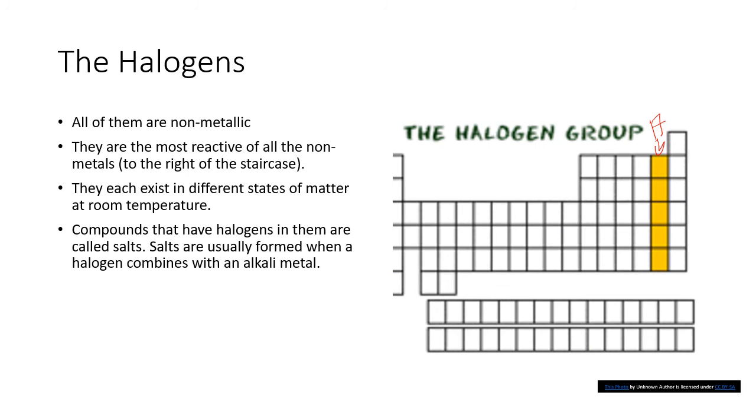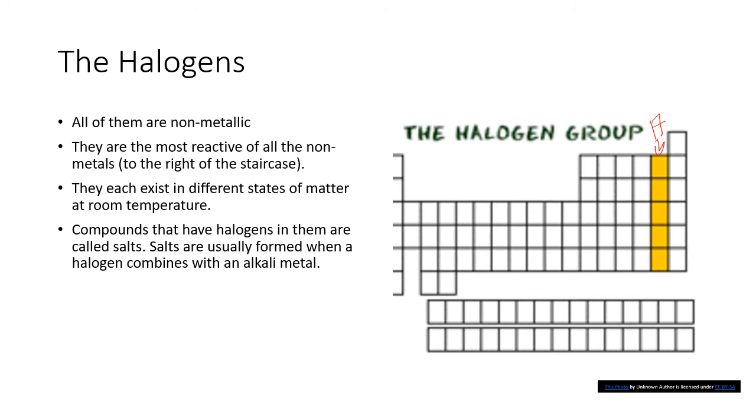Again, notice that they're at the periphery. In other words, the furthest most edge of the periodic table almost, okay? And they're quite reactive. They each exist in different states of matter at room temperature, so some of them are gases, some of them are liquids. There's no real pattern to them.